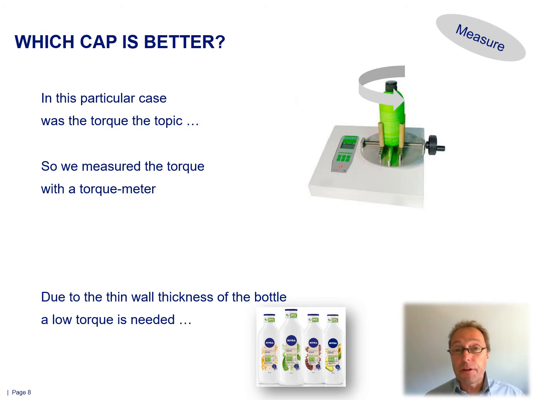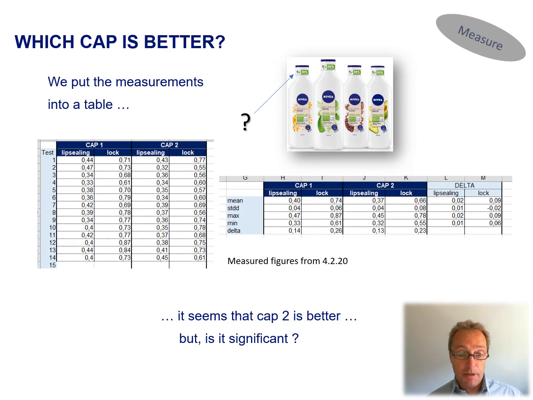Due to the thin wall thickness, a low torque is needed. So what have we done? We measured the torque from cap number 1 and cap number 2, for lip sealing and to overcome the lock. These were the 2 points. We have 2 measurements from each cap, so in total we have 4 columns. Here on the left-hand side we see all the measured figures, and on the right-hand side we see already the first evaluation and the first summary.